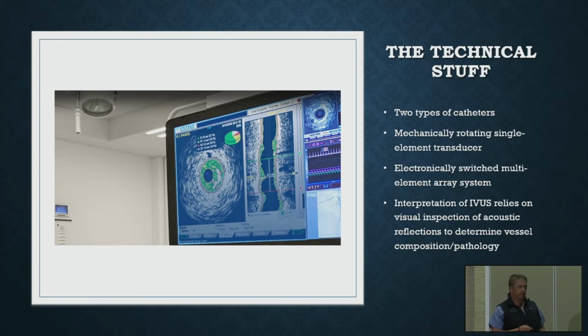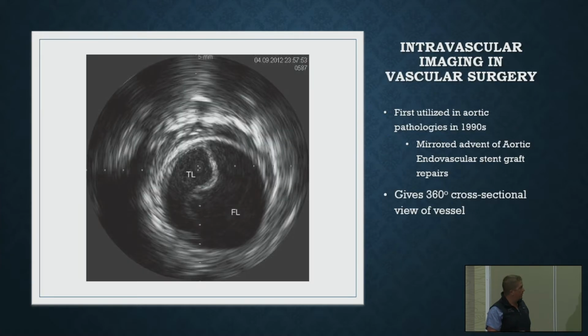What we do is we actually look at the arterial wall, the shading of the arterial wall, to determine what's going on within the vessel. And then some of the catheters actually have transducers where you can see the flow as well. So this is an aortic dissection. The TL is the true lumen, which is compressed by the false lumen. Like I said, the first catheters were fairly large, and we used them within aortic pathology.